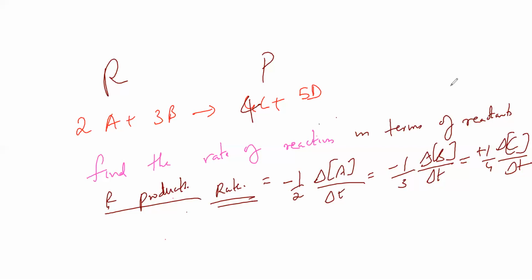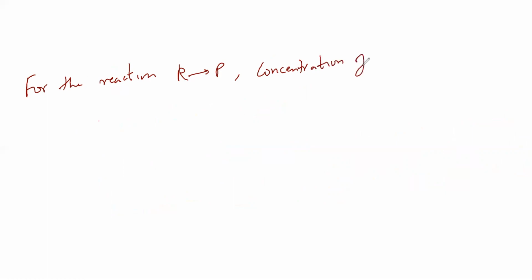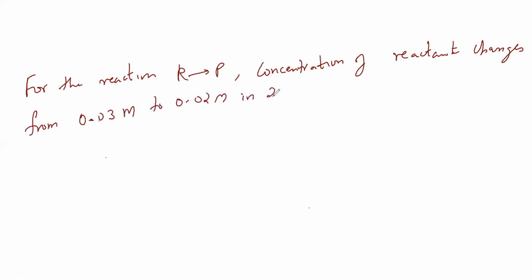So guys, one question, I'll write it for you, then you can do this. For the reaction R to P, the concentration of a reactant changes from 0.03 M to 0.02 M in 25 minutes.